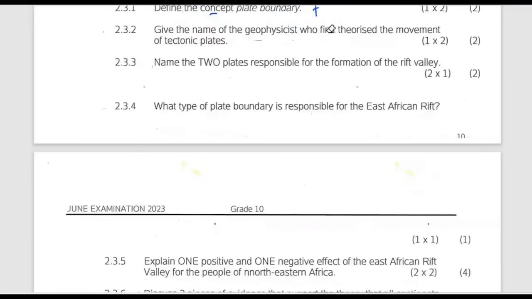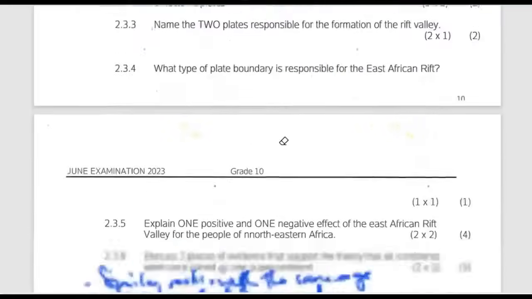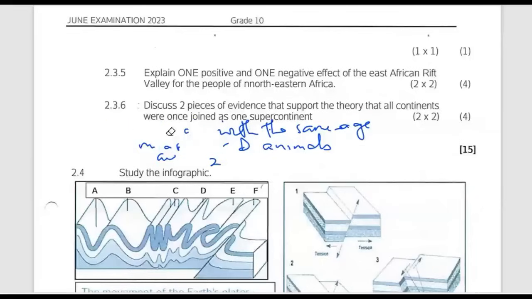But initially, the suggestion, according to the geographical argument by the geophysicist Alfred Wegener, is that the continents were once joined as one supercontinent. Right. Then we move on to the next question.